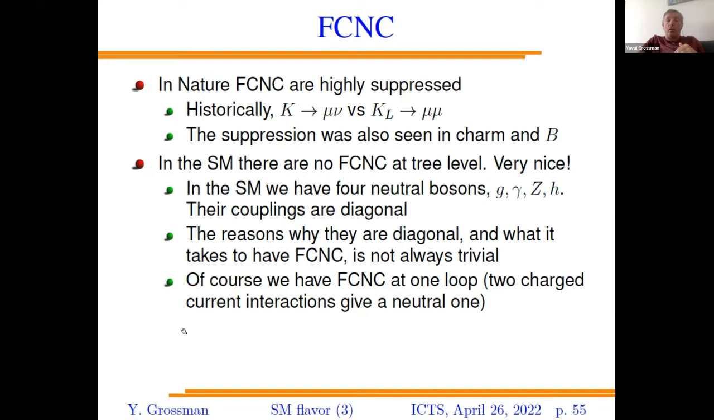Now we move to the theory and ask why, how can we see this phenomenon that flavor changing neutral currents are suppressed in the theory? And the answer is twofold. The first one is that at tree level, there's no flavor changing neutral current.